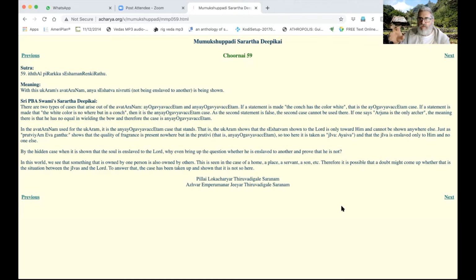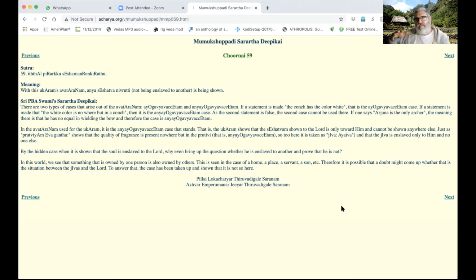If we say the conch has a white color, it means the conch doesn't have other colors. It's only white. If, however, we say the white color is nowhere else but the conch, in other words, the conch is the only white thing, that's another type of exclusivity. As the second statement is false, the second statement cannot be used there. So if one says Arjuna is the only archer, the meaning there is that he has no equal in wielding the bow, and therefore it's a case of the first type. So we can't say Arjuna is the only archer in the sense that there's nobody else who is an archer.